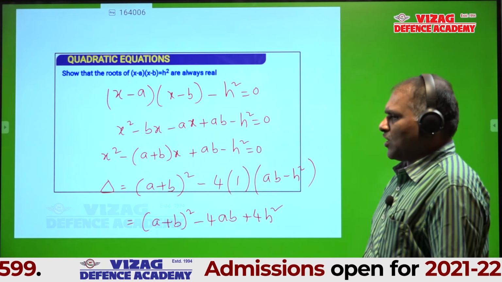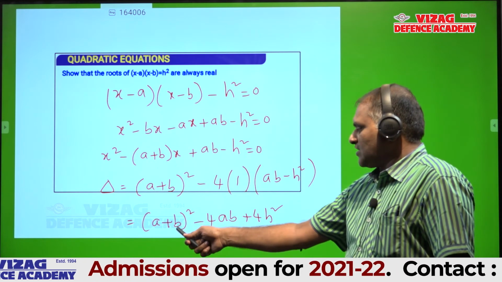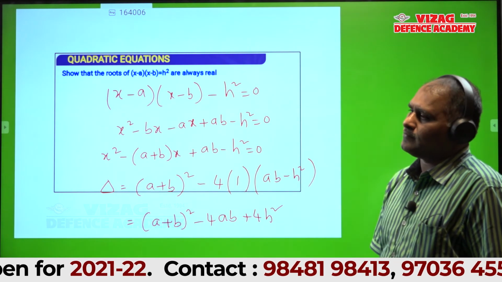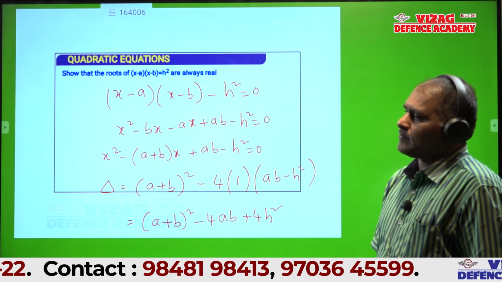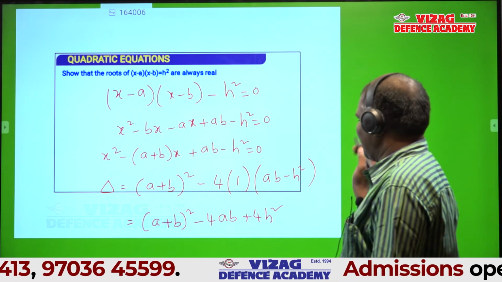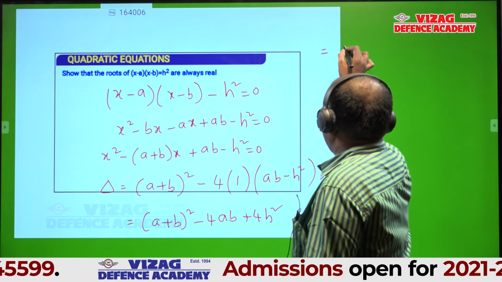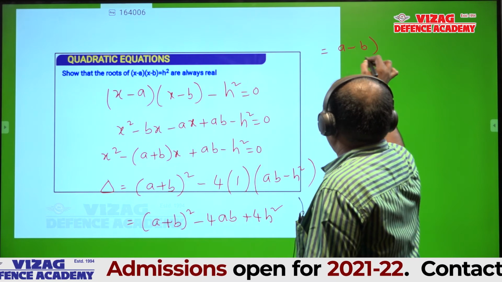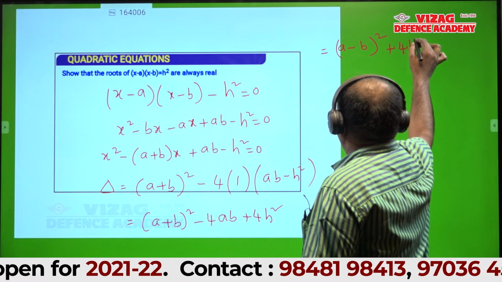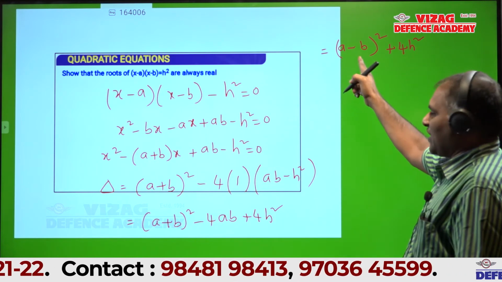Anyone knows that formula for (a plus b) whole square minus 4ab? A minus b also. Sir, (a minus b) whole square. Very good. That is equal to (a minus b) whole square plus 4h square. Perfect square.